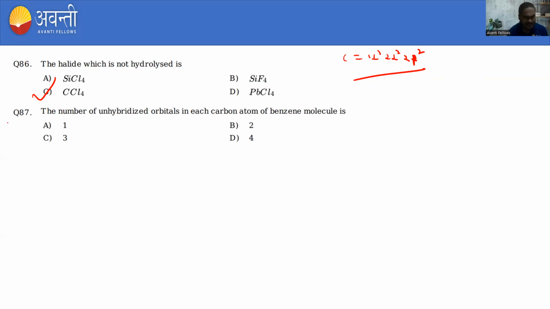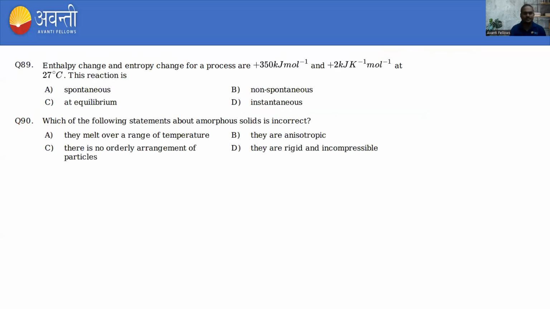Now move to the next question, 87. The number of unhybridized orbitals in each carbon atom of a benzene molecule is? Carbon, we all know, is sp2. This is the structure of benzene, and all its carbons have sp2 hybridization. So the number of unhybridized orbitals is 1. So option A is correct. Now move to the next question, beta.